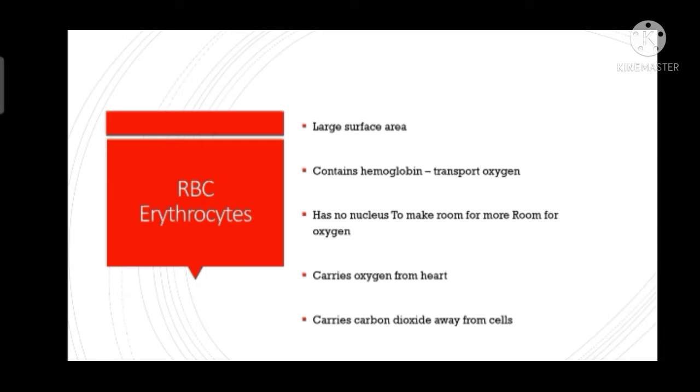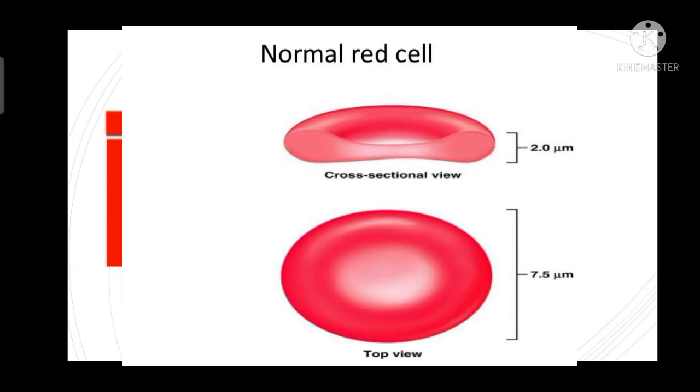So the first one is RBC. RBC stands for red blood corpuscles or red blood cells. These are also known as erythrocytes. RBCs have a large surface area on their body. RBCs are biconcave in shape, biconcave in structure.